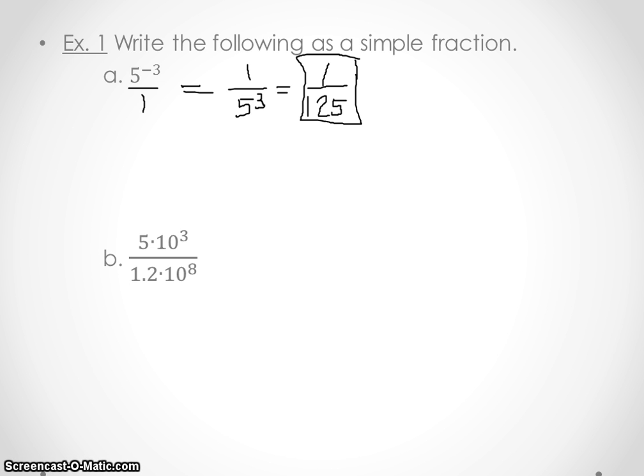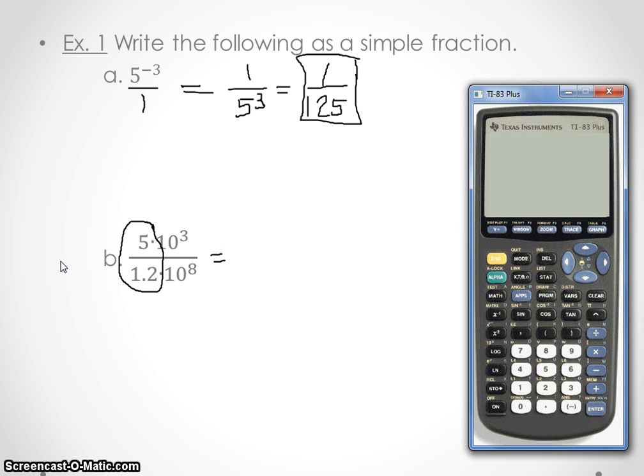Alright, for part B in this example, we again want to write as a simple fraction. We've seen something like this before in the last lesson where we had scientific notation. You have 5 times 10 to the third power over 1.2 times 10 to the 8th power. So again, we can keep these together and operate with those alone, and then we can also do the 10 to the powers by themselves. So let's figure out what 5 divided by 1.2 is. Let's use our calculator for that. 5 divided by 1.2 gives us 4.16 repeating.